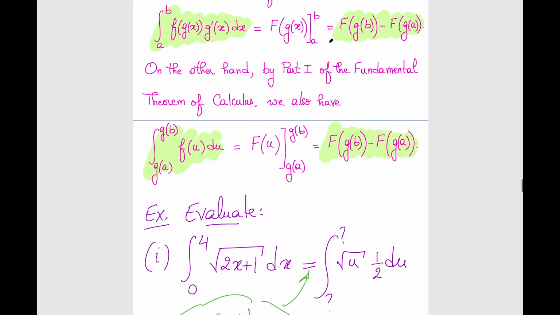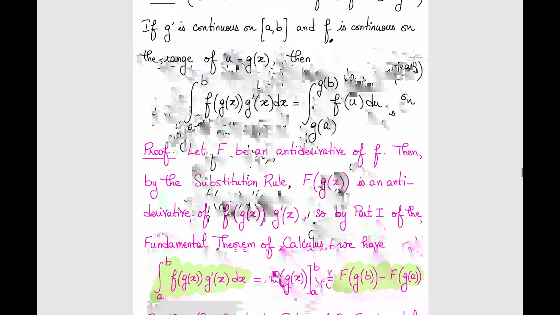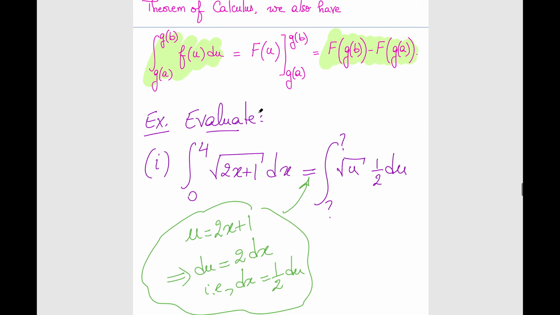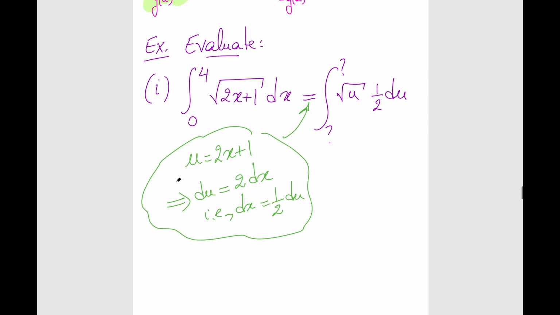The question is what goes here, and based on the substitution rule for definite integrals, that theorem that we just talked about, what goes here is g of a, g of the lower bound. So the lower bound goes to the lower bound, and the upper bound goes to the upper bound via the transformation g, which is the substitution that we just made. So who's the substitution here? It's the function 2x plus 1. That's g of x, correct?